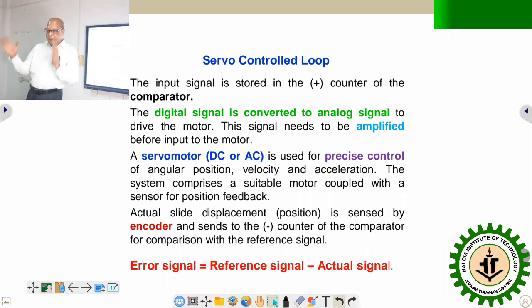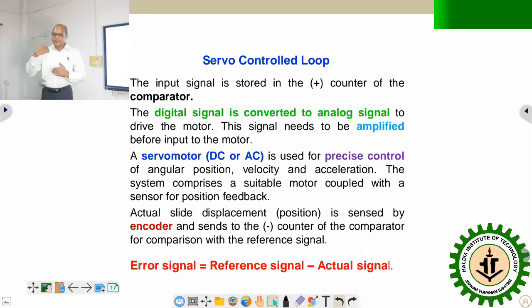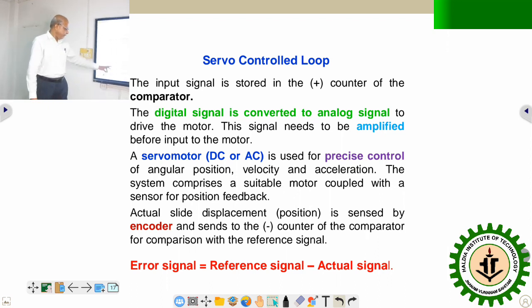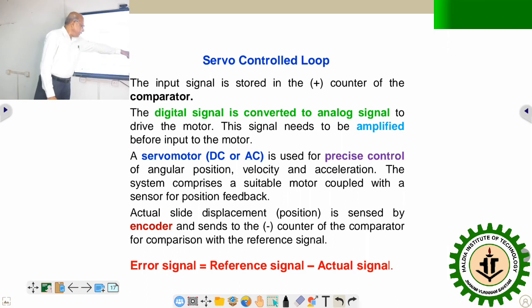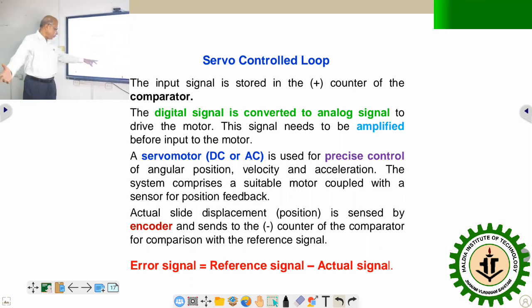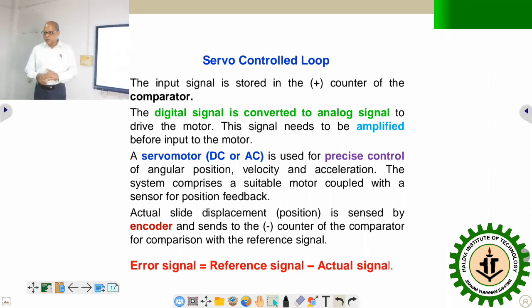So servo motor means the drive system along with the feedback and the sensory information, so that it can sense and act according to the program or according to the requirement. Actual slide displacement, that is the position, is sensed by the encoder, as I told, and sent to the counter of the comparator for comparison with the reference signal.